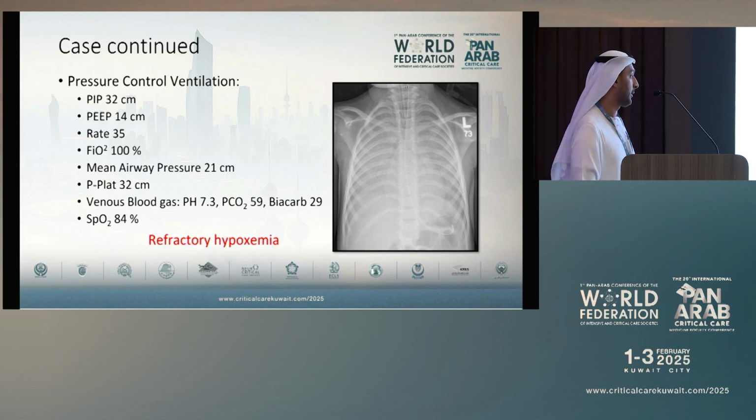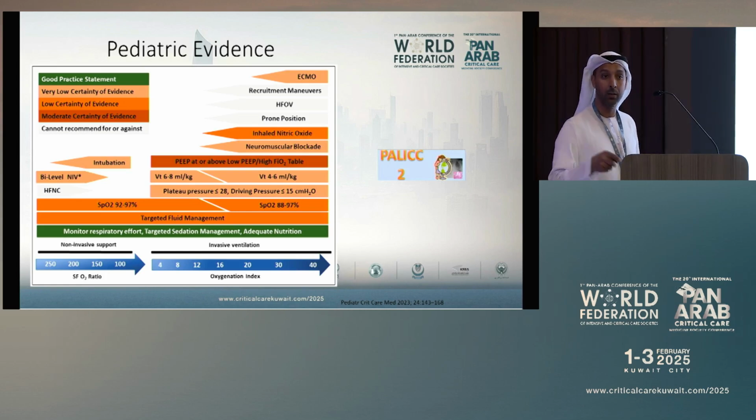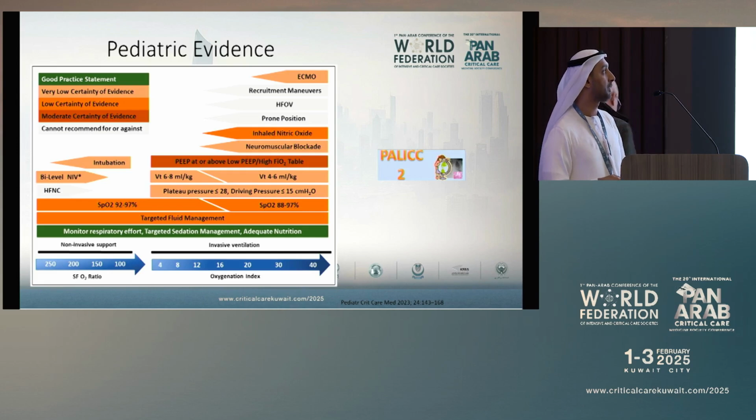That's a real case: refractory hypoxemia. So what should we do? If we calculate the OSI, it is about 25. We discussed high frequency and proning earlier, and we'll continue the same discussion. But how about this recruitment maneuver?